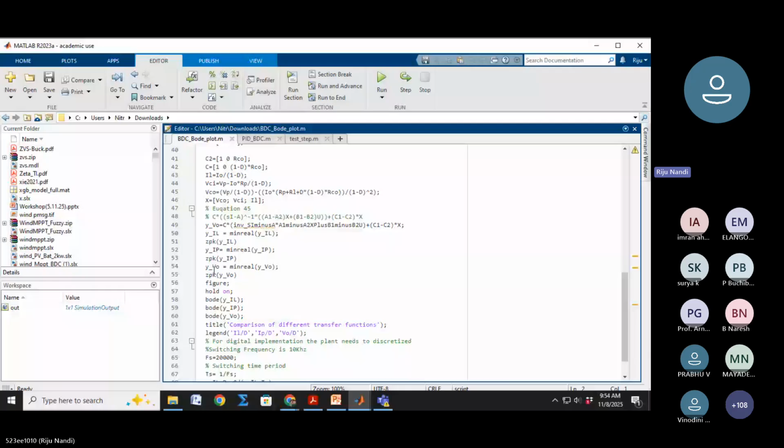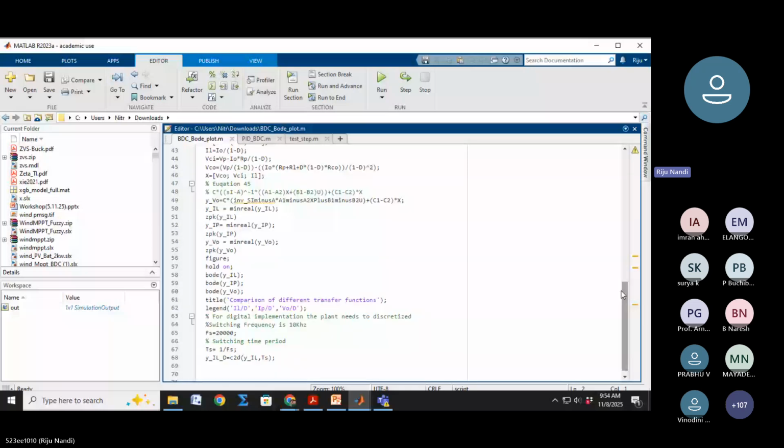Okay, hold on. That Bode is also the Bode plot. You can see that Bode plot. You have to do it. So that legend, you can see the title, comparison of defined transfer function. You can see that legend is I1 by D, IP by D, V0 by D. But for controlling the transfer function, you have to design mainly V0 by D.